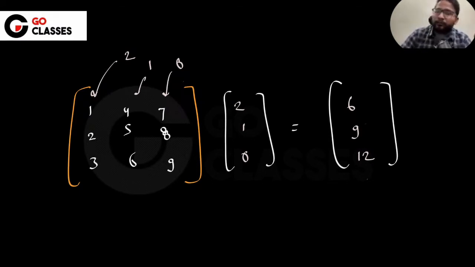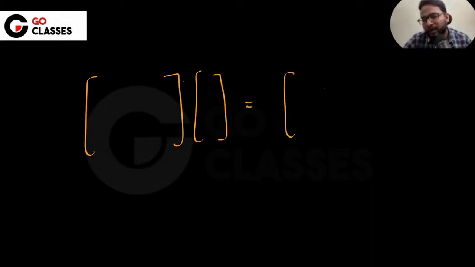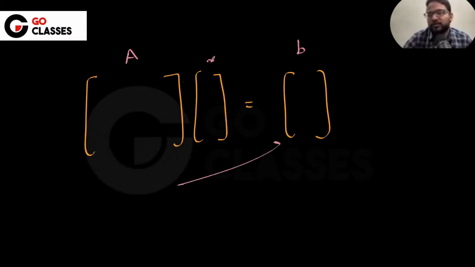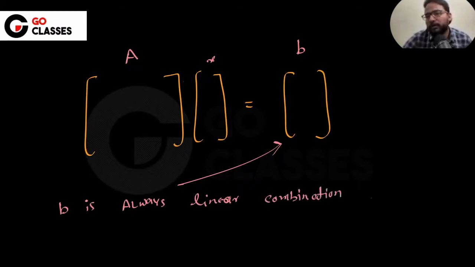So actually, what I want to convey is that whatever you have at the right hand side is always a linear combination of the column vectors of A. So if you write A, X, and whatever you are getting here, if this is A, this is X, this is B, this B is always a linear combination of columns. So this is very important to understand. Okay, let's just move further.